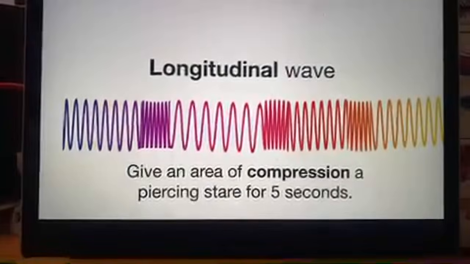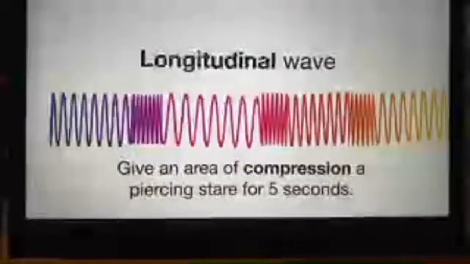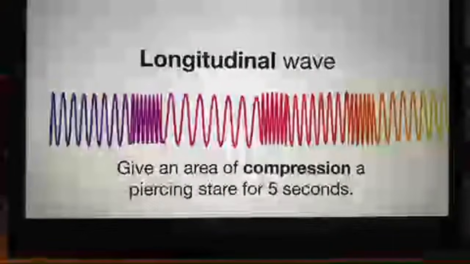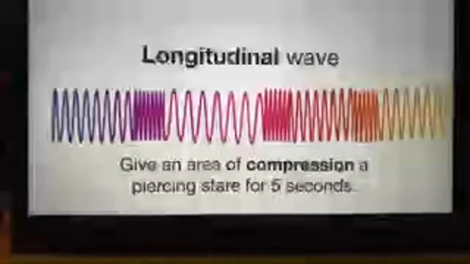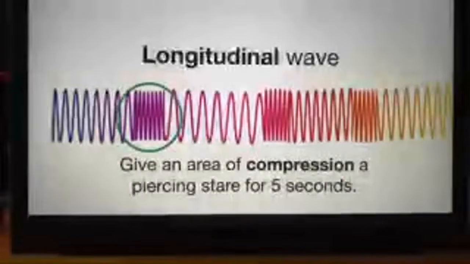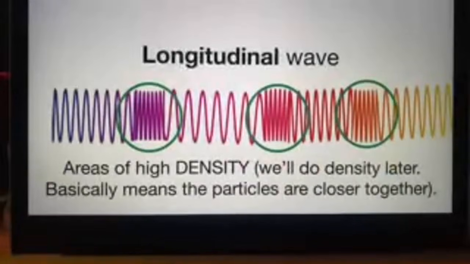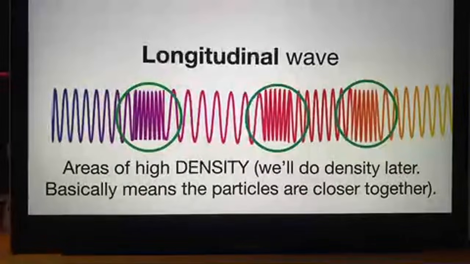I think you're just going to be able to do this, because you've probably come across the word compress in human lives. Can you just give an area of compression a piercing stare for 5 seconds, please? Are you doing it? You've got a diagram of a longitudinal wave on the board. There's bits where the slinky is squished up, the areas that are compressed. Yes, well done, exactly. I shouldn't be saying squished because this is GCSE physics. I should be saying areas of high density, but we haven't done density yet. Basically it just means the particles are close together, okay?